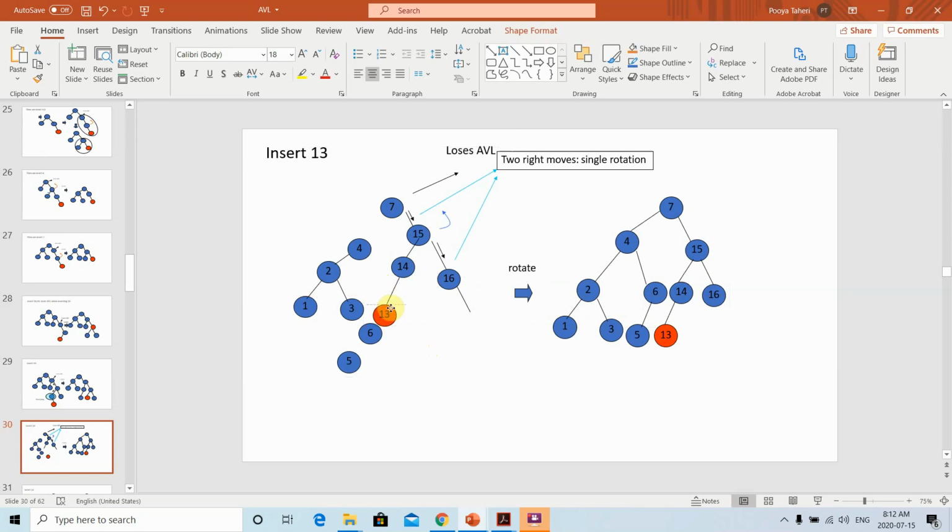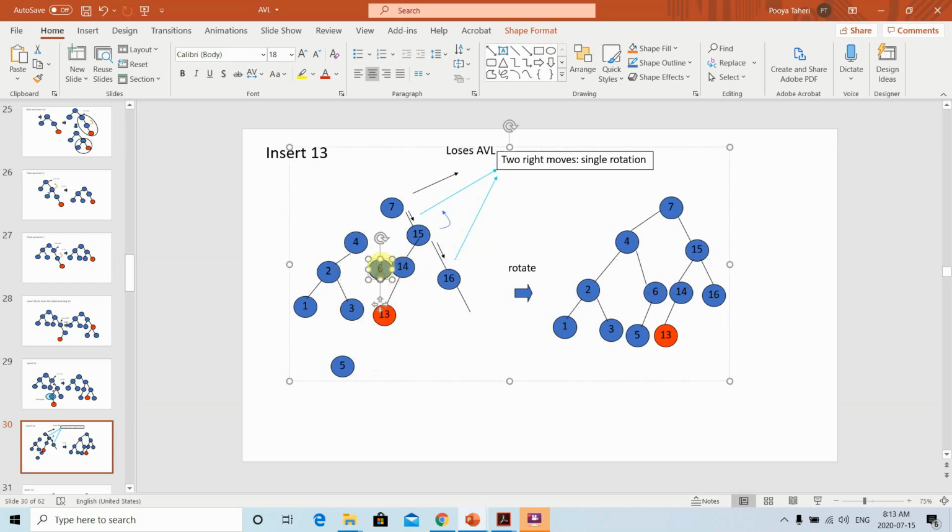Okay, now 6 and 5 were connected, right? 5 was on the left side of 6, and they were on the left subtree of 7. They still have to be on the left side of 7, right? So this is the case where you're pulling the rope. The rope has an edge on this side. This edge is now going to be on the left subtree of the new node. So where do 6 and 5 go?